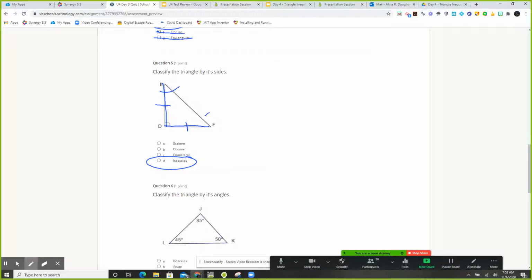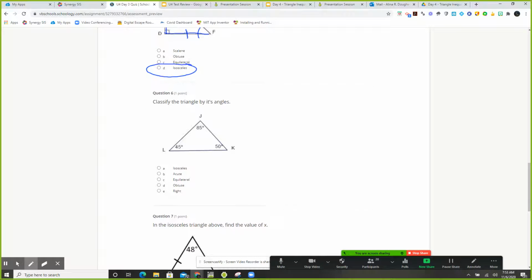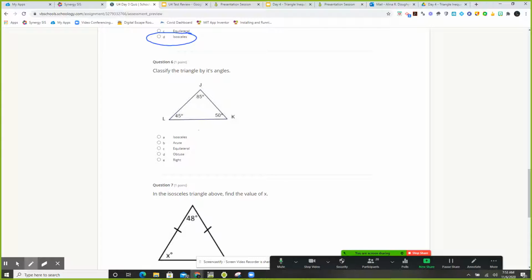E and F, for sure. E and F are congruent. Okay. What about question 6? What words can I use, or what words can I eliminate?